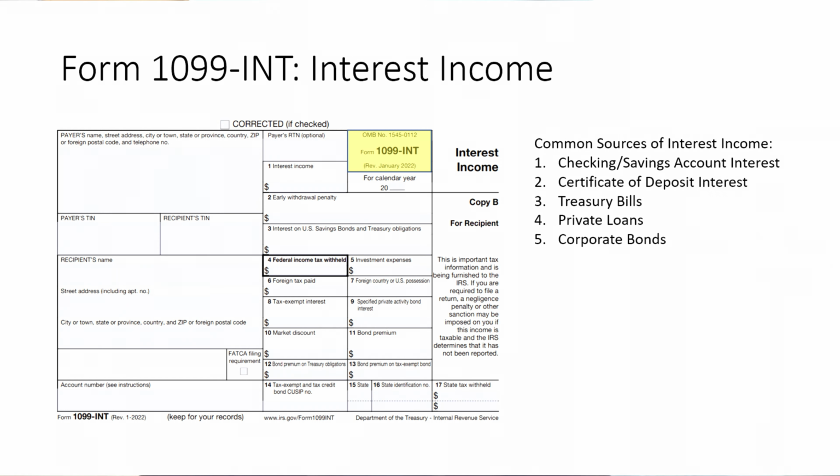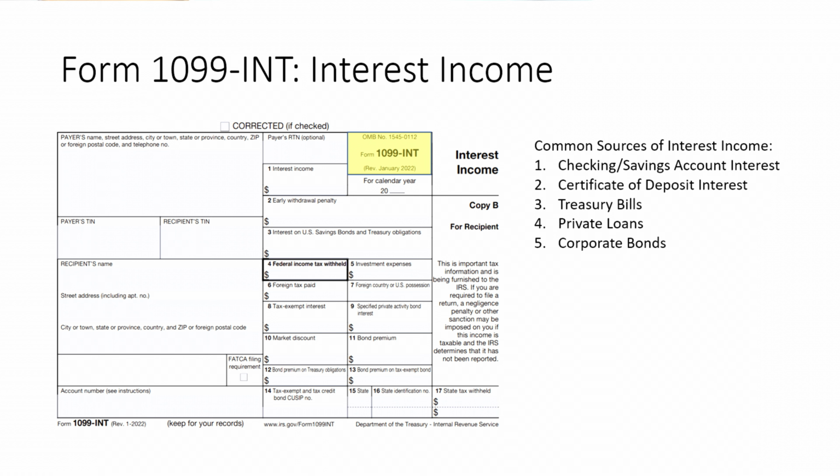Box 3 is going to be interest on any U.S. savings bonds and treasury obligations. For example, if you purchased a 6-month T-bill that was paying 4%, that related interest income will be in Box 3, and as a fun fact, that is not taxable at the state level.